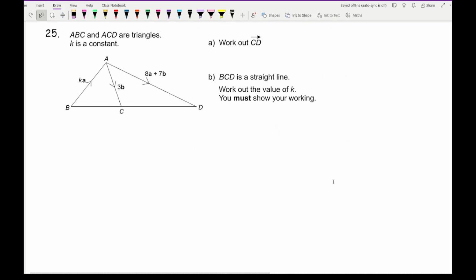Then moving on to question 25, it says ABC and ACD are triangles. K is a constant. Work out the vector of C to D. So to get from C to D, I need to go from C to A plus A to D. Now C to A is going in the opposite direction, so that's going to be equal to minus 3b. And then A to D is going in the correct direction, so that's going to be 8a plus 7b. If I simplify all of that, I end up with 8a plus 4b.